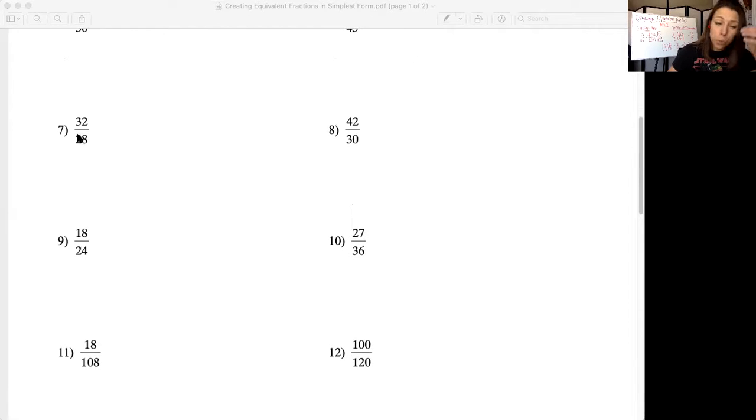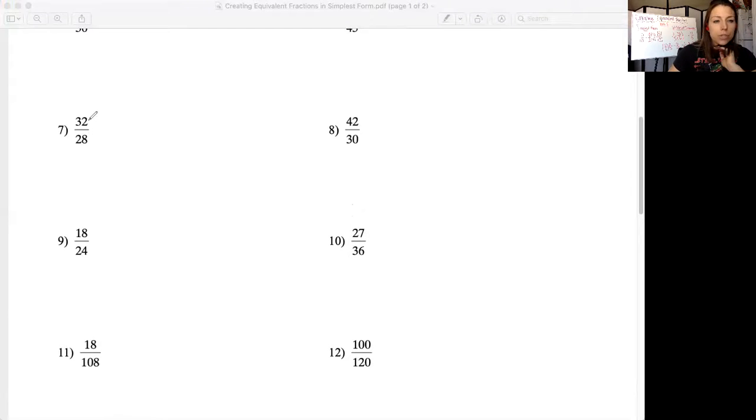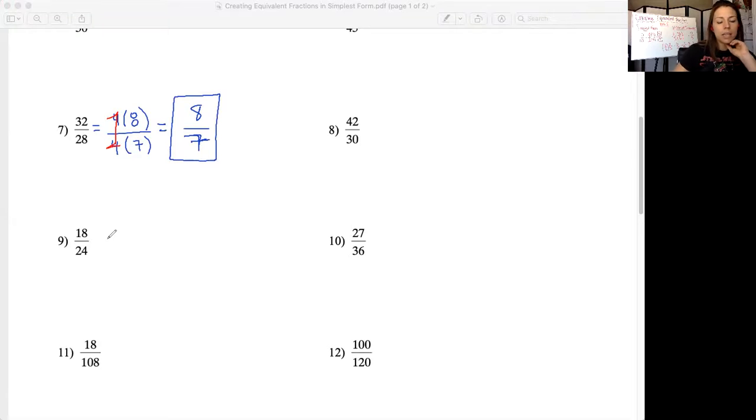Over here, 32 and 28. Let's see, what goes into both of those? 32 is 4 times 8, and 28 is 4 times 7. So let's try that. 4 times 8 over 4 times 7 creates a big 1 of 4/4. And that leaves me with 8/7. Are there any common factors of 8 and 7? Nope. So I know I'm done here.